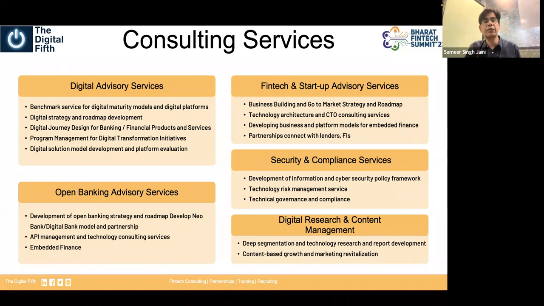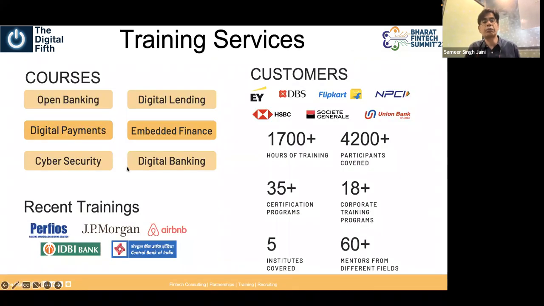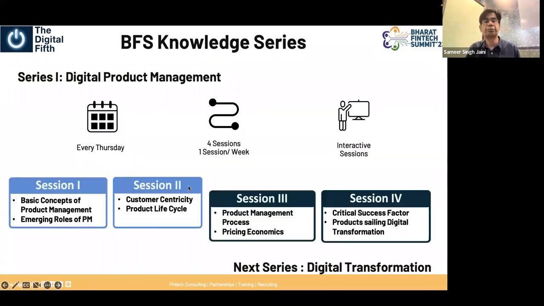So that's largely us. And of course, this content, whatever we are talking about, we primarily train a lot of corporates in the market, including people like Perfios or JP Morgan or Airbnb or Flipkart or NPCI. And this training content is largely what we have been able to take to the market with the idea that, okay, if you want to build culture, you have to ensure that everybody has the same baseline. And some of these sessions are used by the market to understand the baseline better. And that's where we learn. And of course, we train a lot of colleges as well.